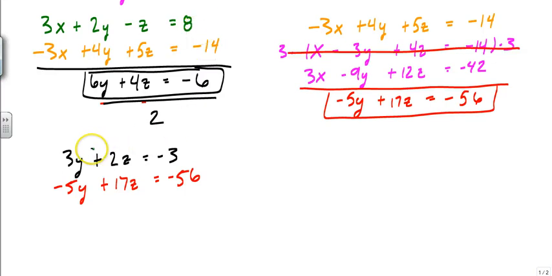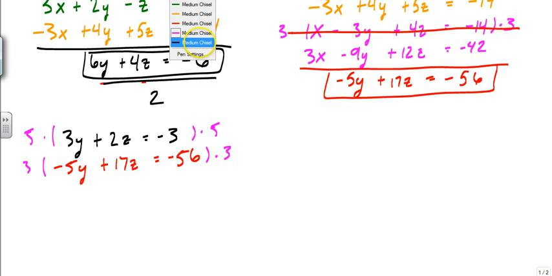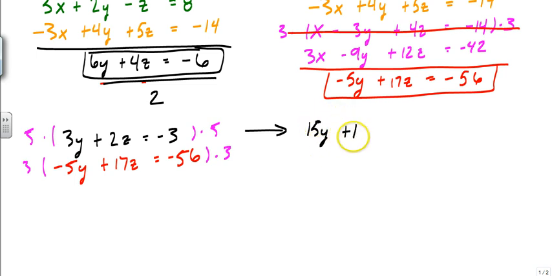So I'm going to multiply this top times 5 and multiply the bottom times 3, because that's going to give me a 15y and a negative 15y, and those will be able to cancel, and then I'll be able to solve for z. So rewriting my equations after I've multiplied, so this one multiplied by 5, I get 15y plus 10z equals negative 15. There's my first one.